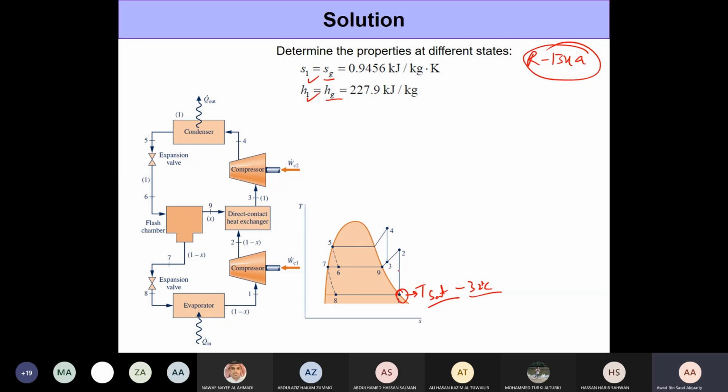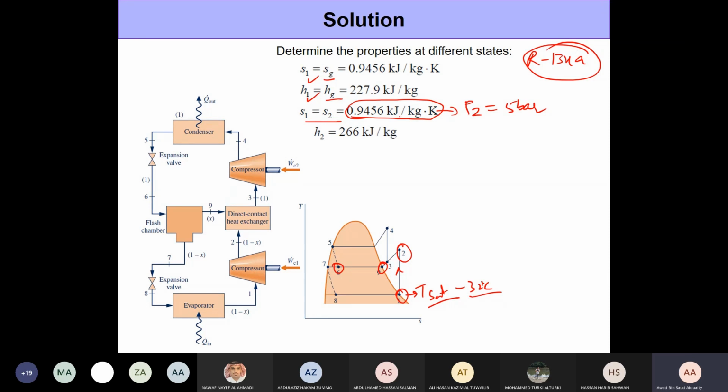Now we know that 1 to 2 is an isentropic compression process, right? That's what's given in the question. So we know the value of S1. And we know that the state 2 is superheated vapor. So since S1 is equal to S2 and is already known, we have to make use of this entropy for state 2 and combine that with the pressure of state 2, which is 5 bar, because it's the same pressure of the direct contact heat exchanger and the flash chamber.